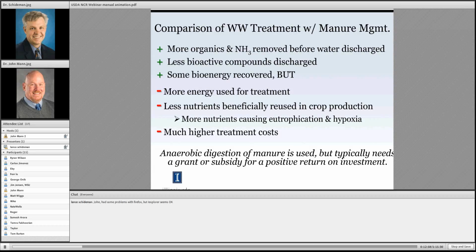And so anaerobic digestion of manure is used, so it's not to say these are either-or situations, but typically it needs a grant or a subsidy to make a positive return on investment. And so there are many programs through the USDA that support the building of those digesters for manure systems, but there's not the same impetus that there is in the wastewater treatment field, which is under stricter regulatory scrutiny and typically has to have something like the digester to reduce its waste output.